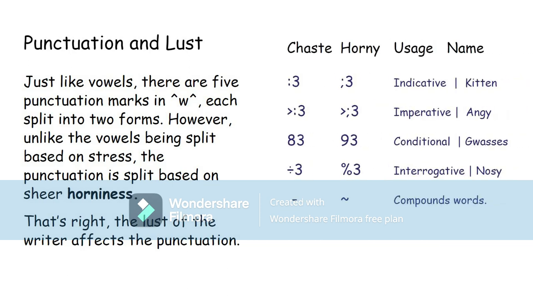There's the punctuation. You have kitten, which is the standard indicative, because I want to make everyone uncomfortable. Angy is the imperative. You're telling someone to do something, you do something angry, a little angry voice. Conditional is for nerds, and so it's glasses. And if you're asking a question, you're being a nosy little bitch. So you use nosy. And also, you use tildes instead of dashes to compound words if you are horny.